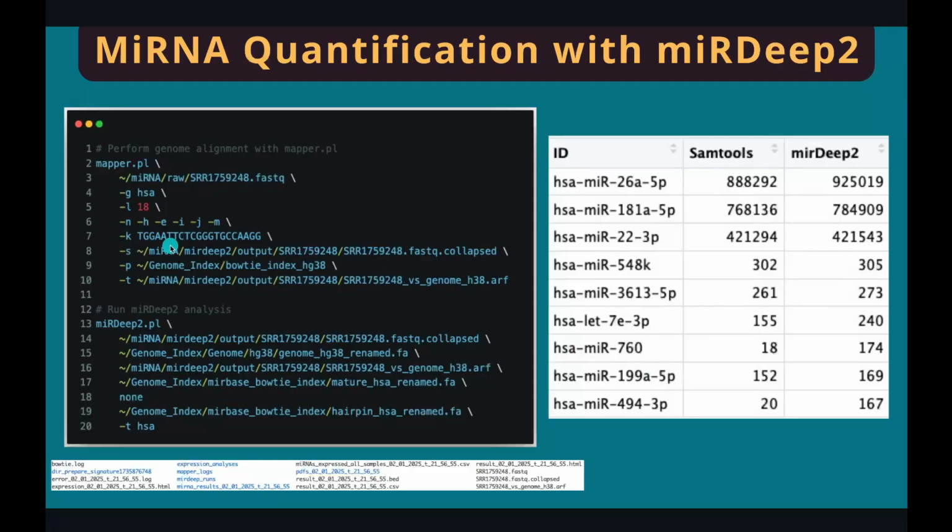The -k is adapter, so you don't do the trimming if you specify the adapter here. So you can just use the original, the raw FASTQ file over here. Specify the adapter sequence. And -s is the output, the collapsed FASTQ. This file has collapsed reads. That collapses all the identical reads into one ID.